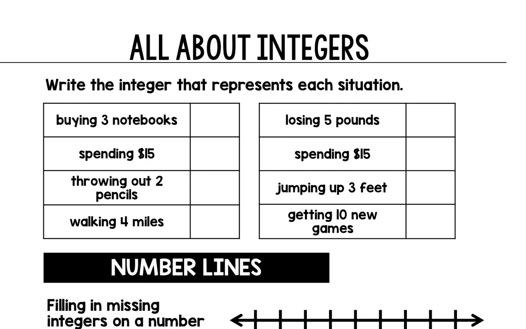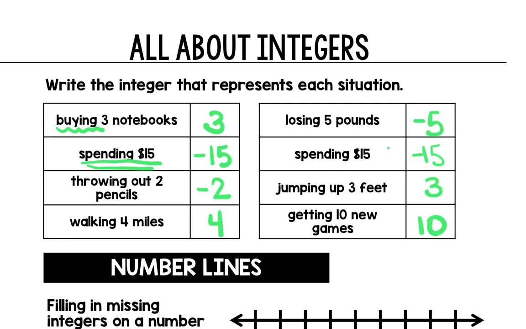Let's test out this skill here. We're going to write the integer positive or negative that represents each situation. So when you are buying 3 notebooks, you are adding, your number of notebooks is going up. That is going to be a +3. When you are spending $15, the money that you have is going down. That is going to be a -15. See if you can finish the rest of these scenarios. Here are the answers. Check what you have. You can pause if you need to. There was a duplicate right there.